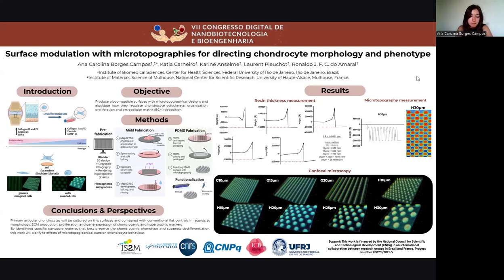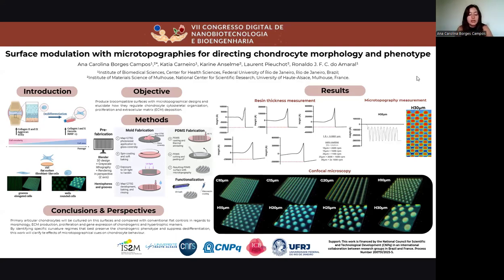So based on previous observations from the group, we expect that the groove structures will guide cytoskeletal alignment and induce elongated cell morphology. And in contrast, the hemisphere structures that will become wells after PDMS replication are expected to maintain a rounded morphology associated with the preservation of the chondrogenic phenotype. Primarily, articular chondrocytes will be cultured on the surfaces, and they will be compared to flat controls regarding morphology, proliferation, viability, and the expression of chondrogenic, fibrotic and hypertrophic markers.